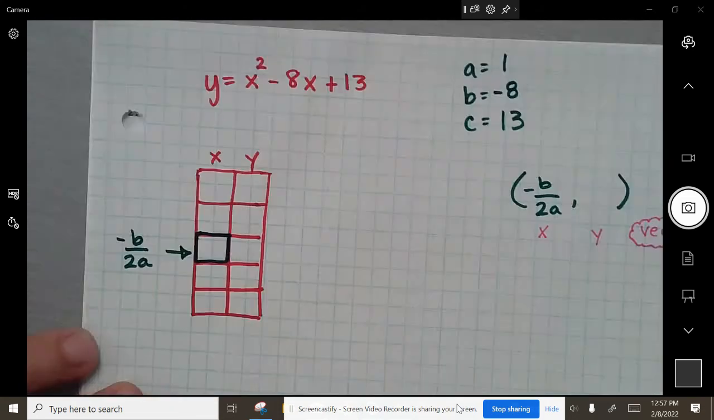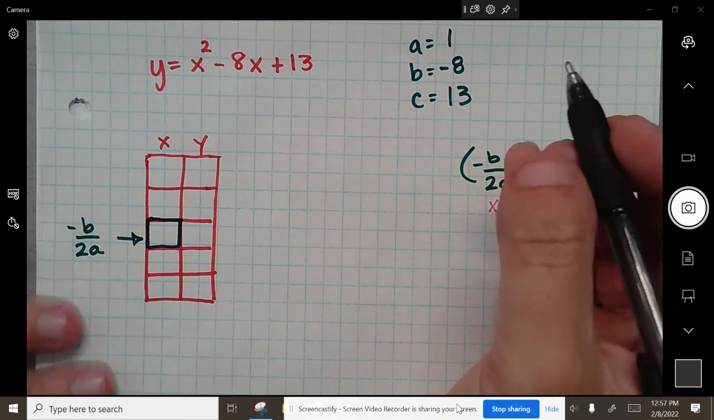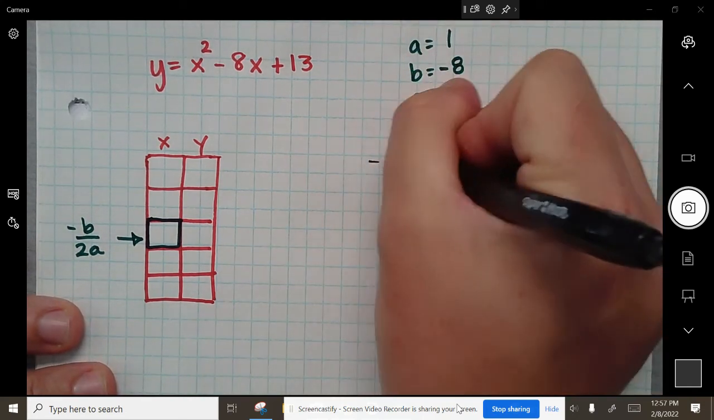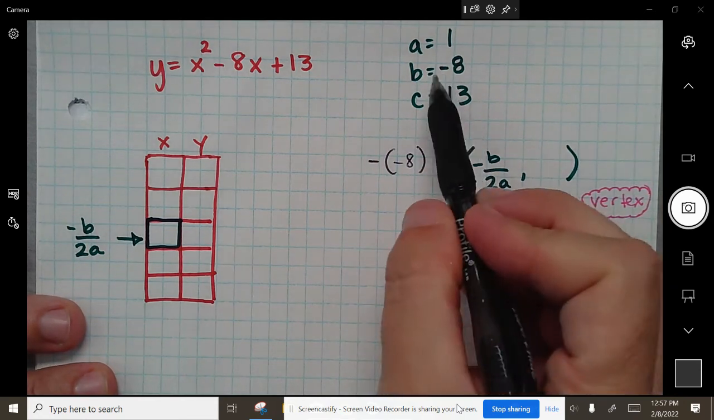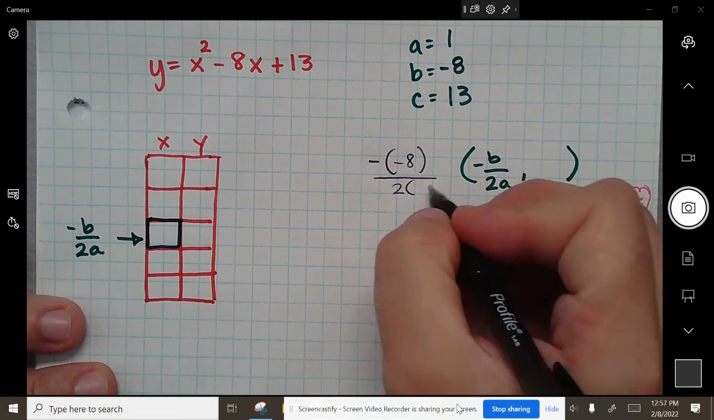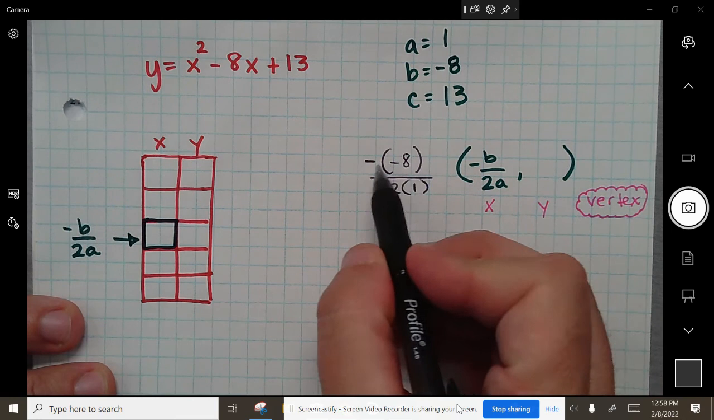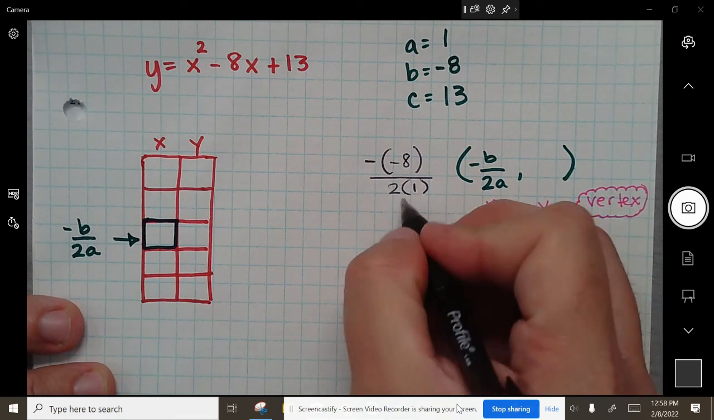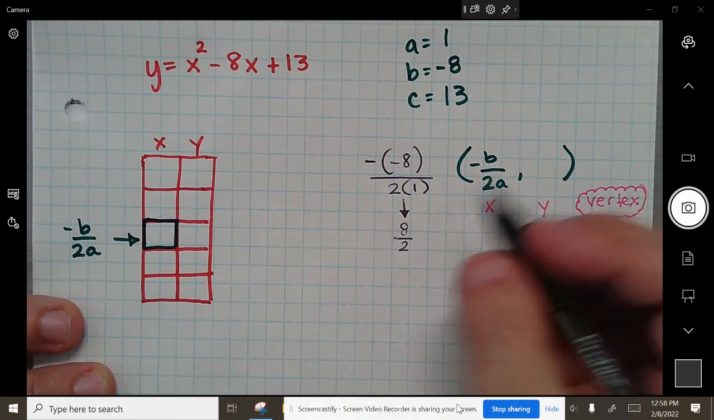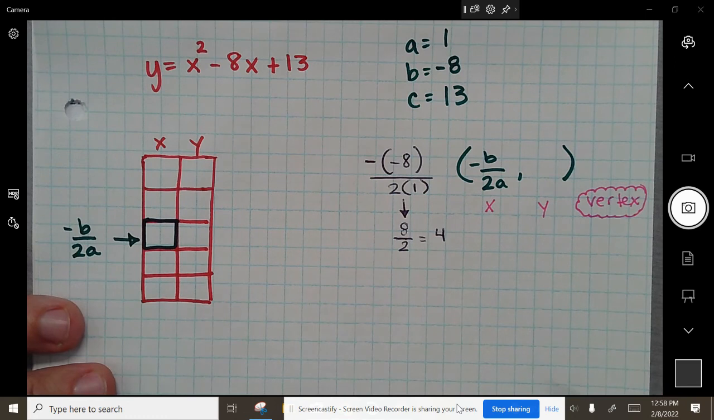So as I solve this, negative b would be negative 8. That's a double negative. All right, so negative b over 2a would be negative negative 8. Does that make sense? Negative b, does that make sense? Over 2 times a, which turns into negative over negative. That's going to become positive, right? That becomes 8 over 2, which equals 4. So does that make sense that this is going to be 4?